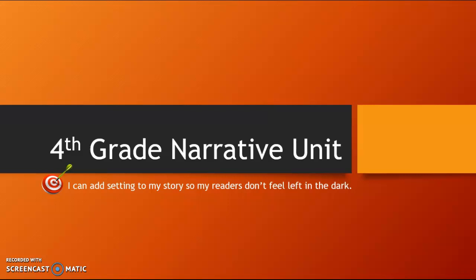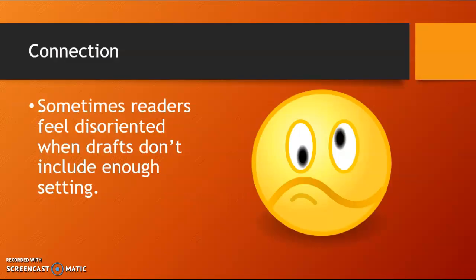So today we're going to talk more about the setting of our stories, and how we can add the setting in so that our readers don't feel left in the dark. And by the end of today's lesson, you'll know what that means and how you can do that in your own writing. So sometimes when readers are reading your writing, they might feel disoriented if your draft doesn't include enough setting.